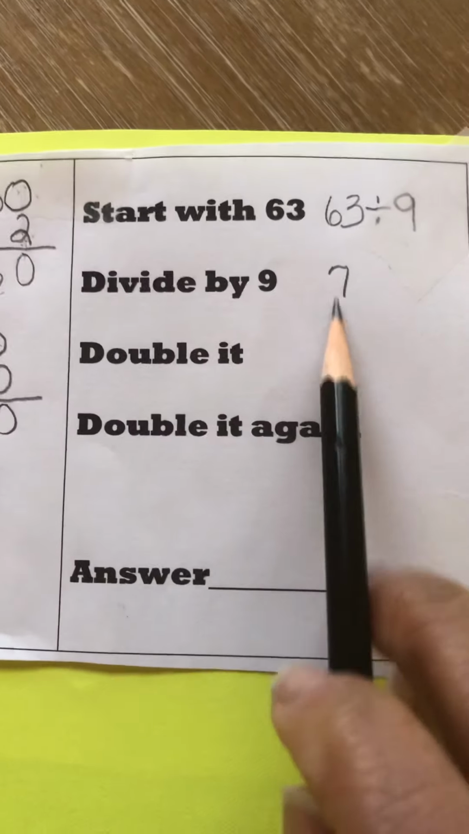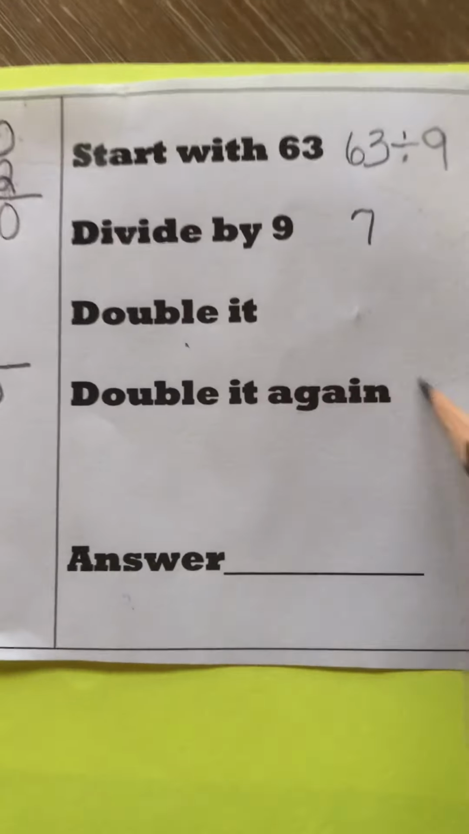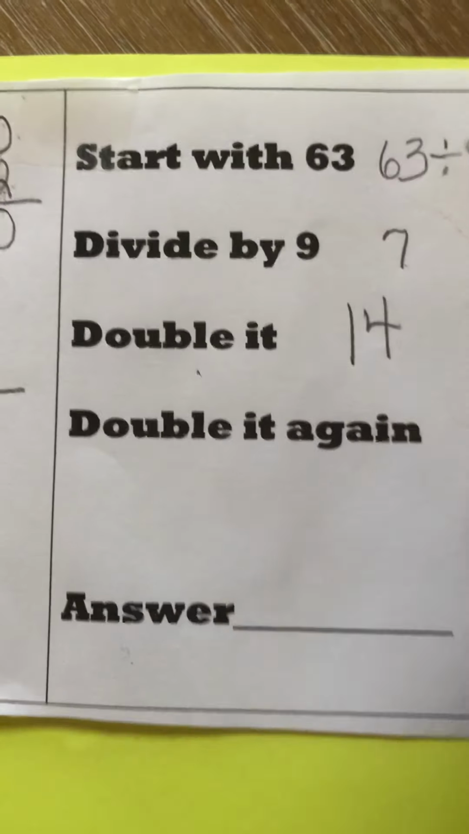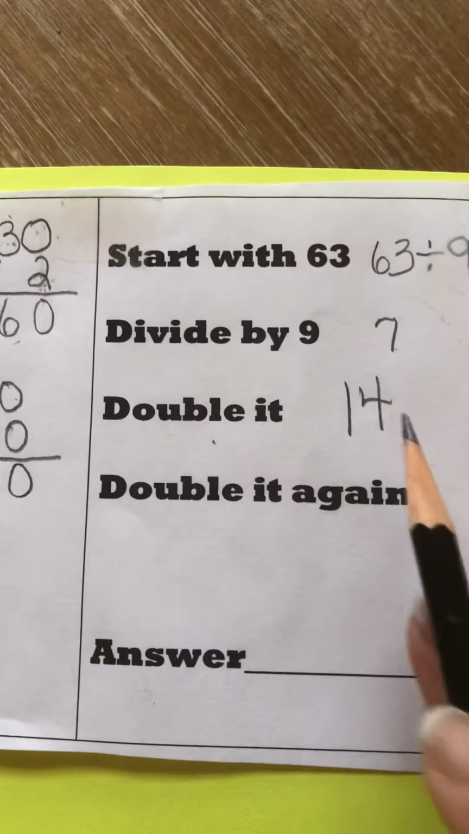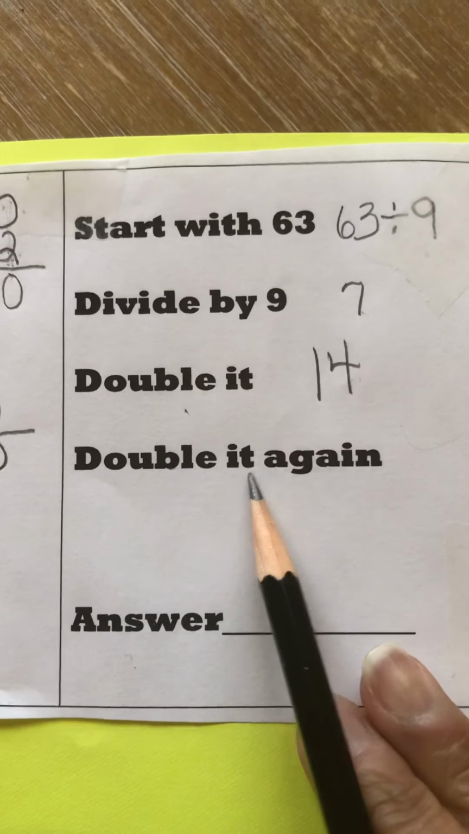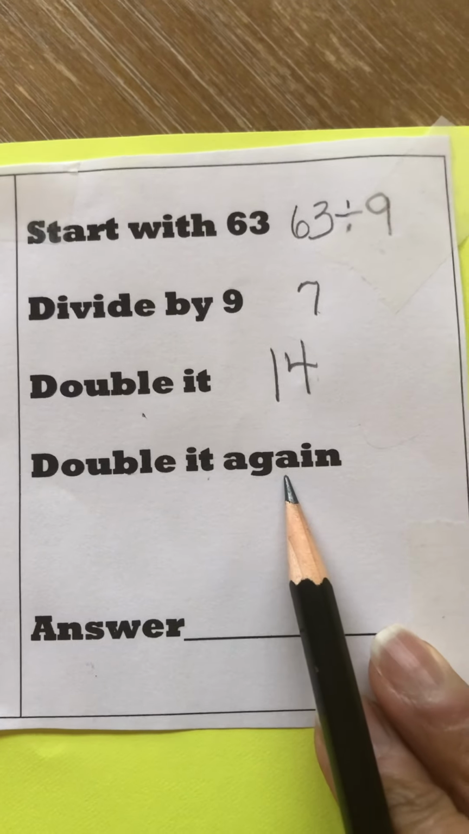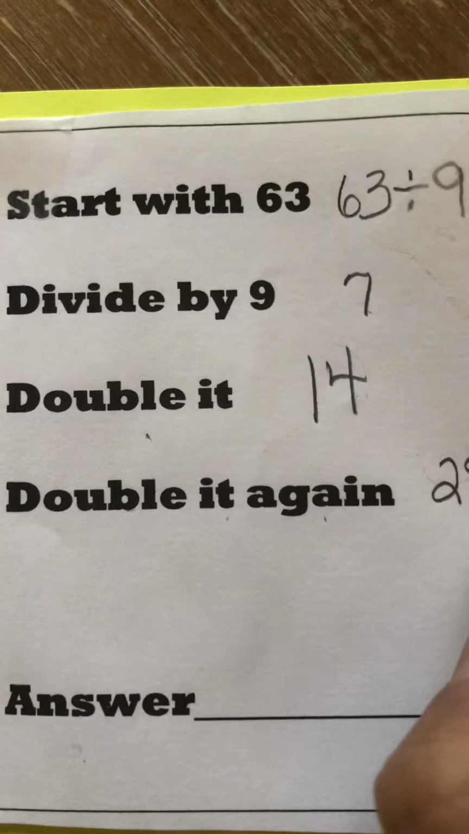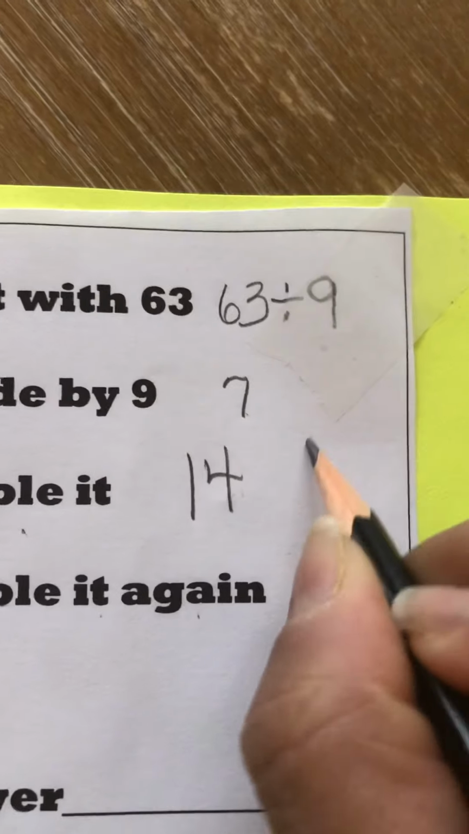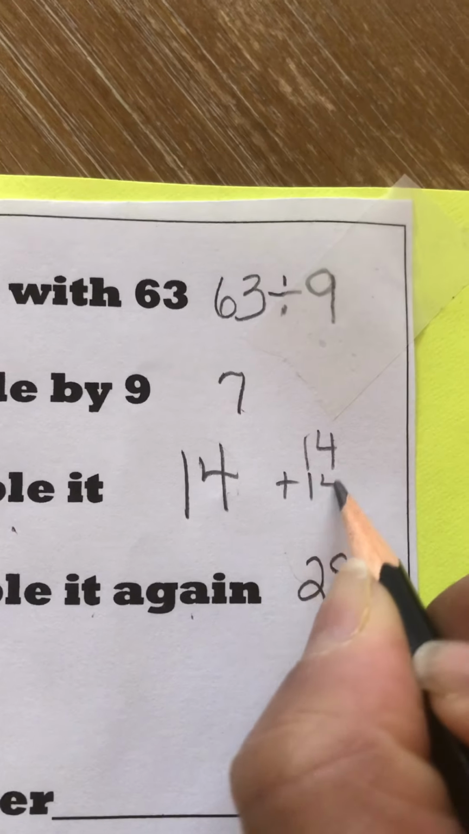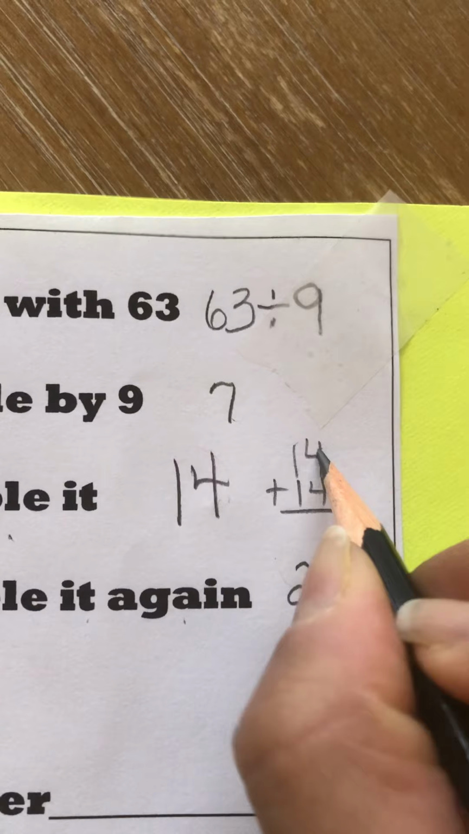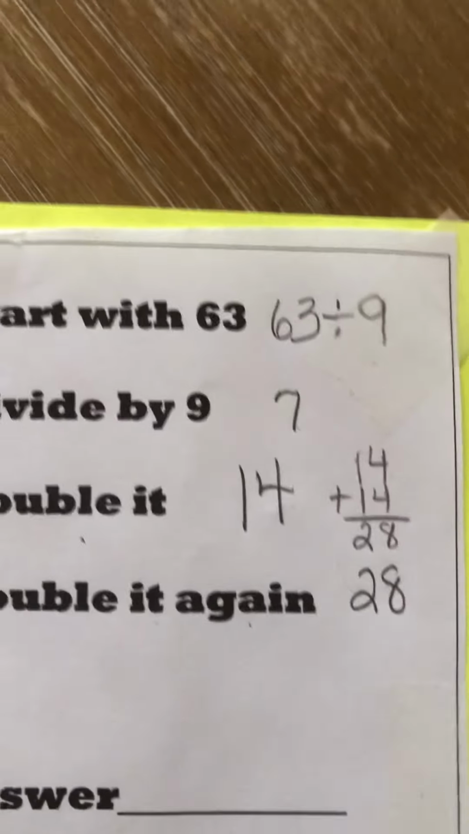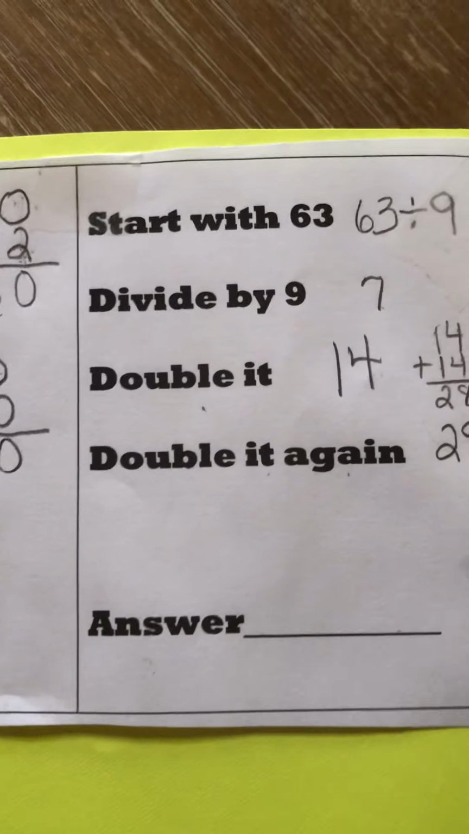Now we're going to take that 7 and double it. If I double 7, I will get 14. Very good if you said 14. Now they want us to take 14 and double it again. If I double 14 again, which means I'm adding it twice, I will get 28. How do I know that? Because doubling 14, like I just said, means to add it twice. In the ones place, 4 plus 4 is 8, and 1 plus 1 in the tens place is 2. So there's my 28. And what's my final answer?